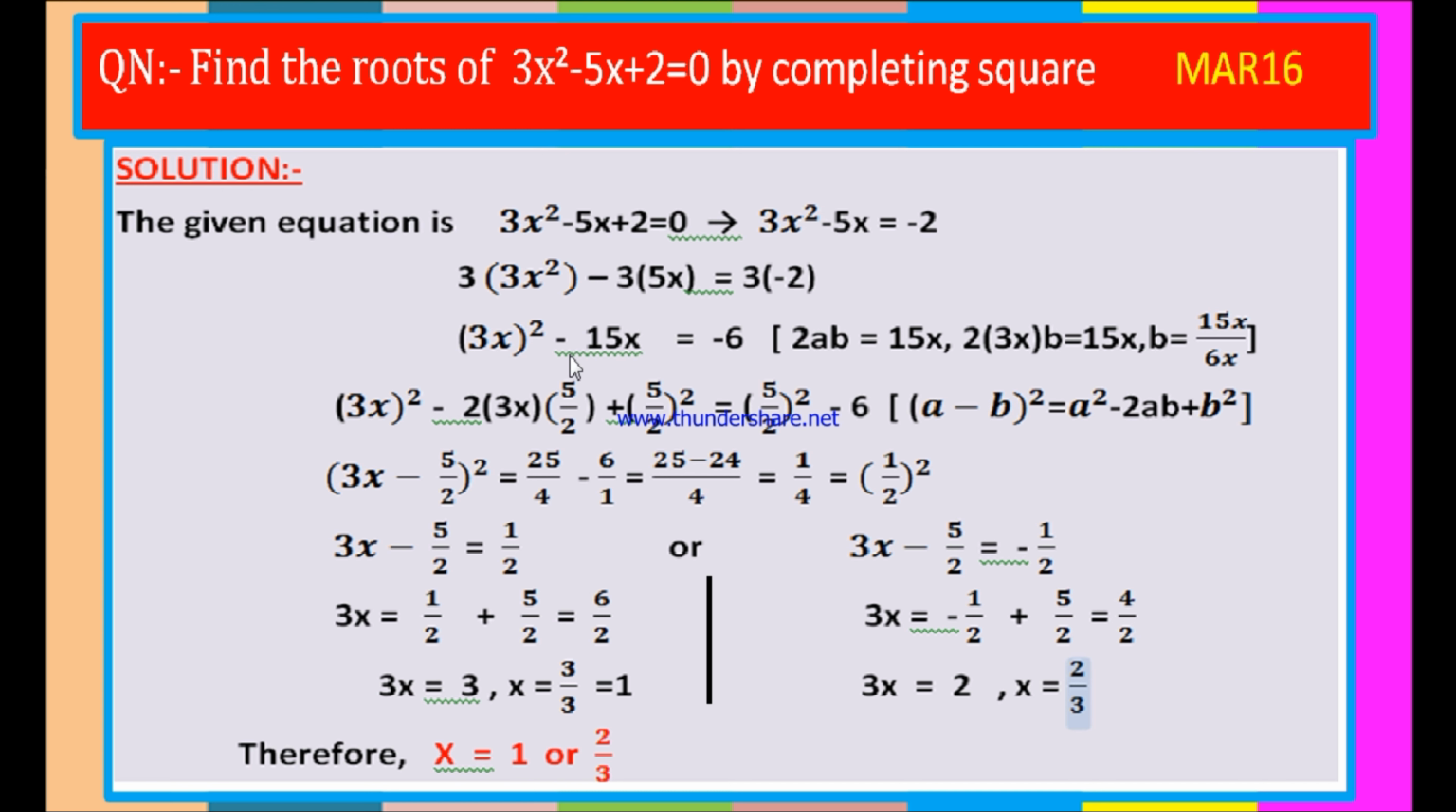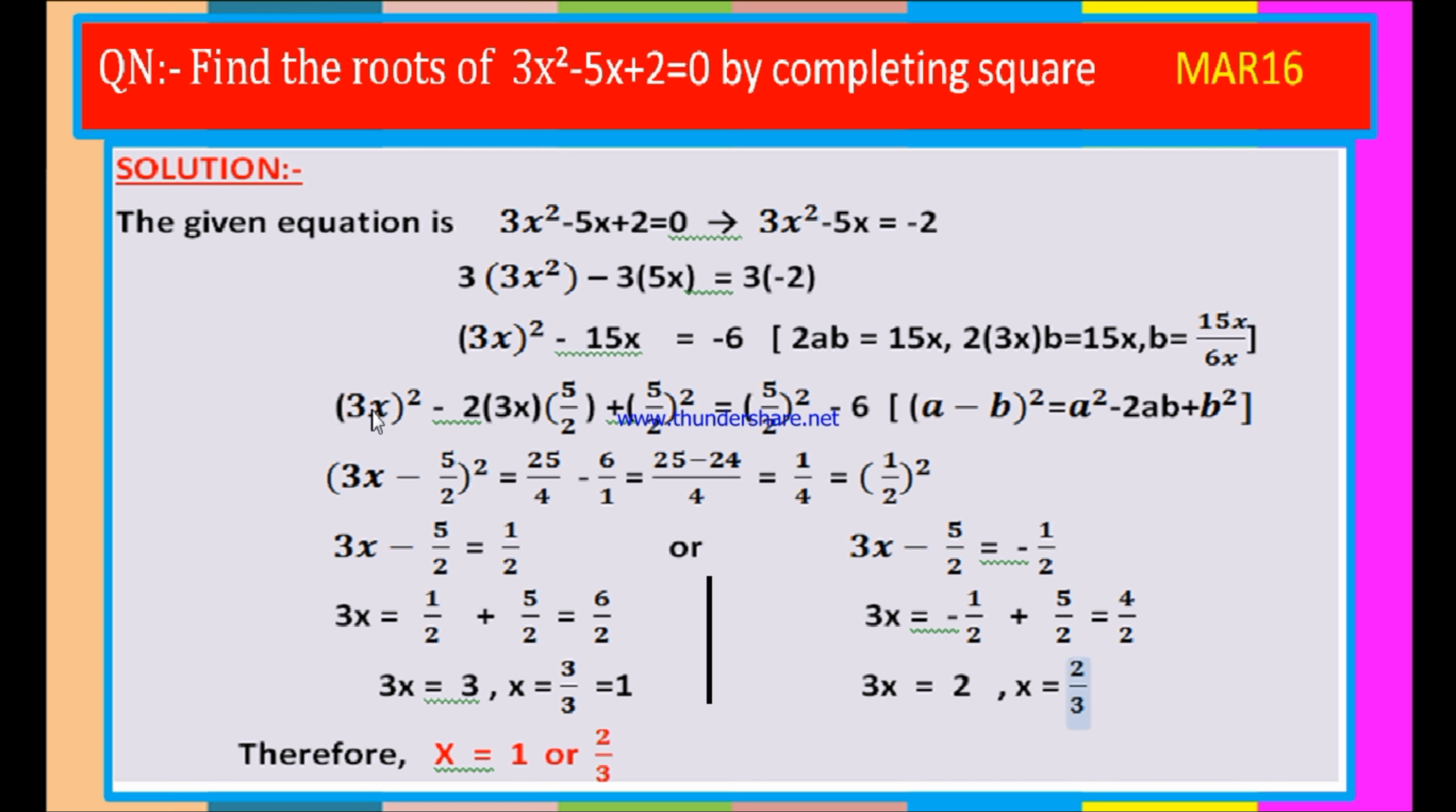Since the b value is 5/2, this is a² − 2ab. Now in the expanded form of (a − b)², we have a² − 2ab + b² also. Therefore, let us add the +b² term on both sides, LHS and RHS. Here (5/2)², here also (5/2)². Now what is a² − 2ab + b²? It is (a − b)².